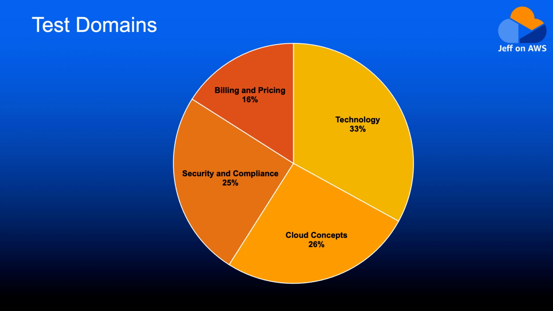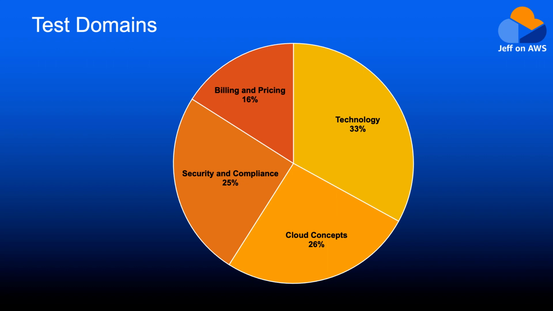So now let's talk about the test domains, and I reviewed this briefly when we looked at the exam guide that AWS puts out. Just to reinforce that, the test domain that has the biggest impact on your score is technology. Accordingly, I will focus most on those concepts here during this exam. Next is cloud concepts at 26%, very important, as is security and compliance, so I'll give those equal weighting just behind technology.